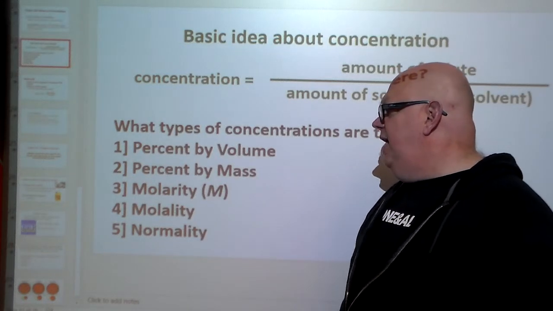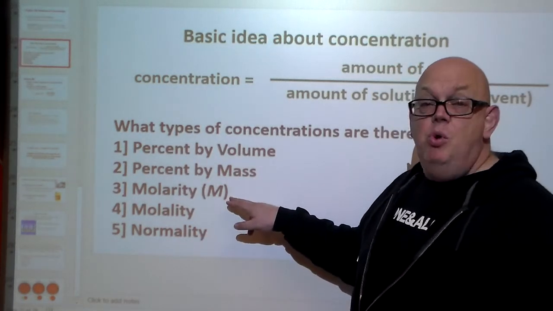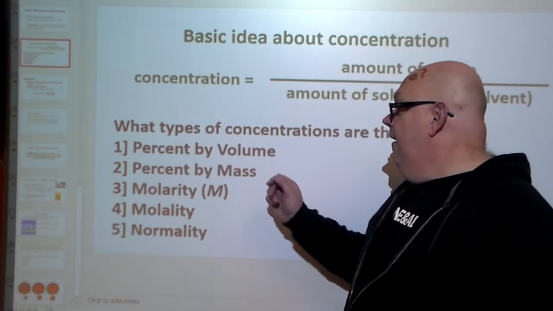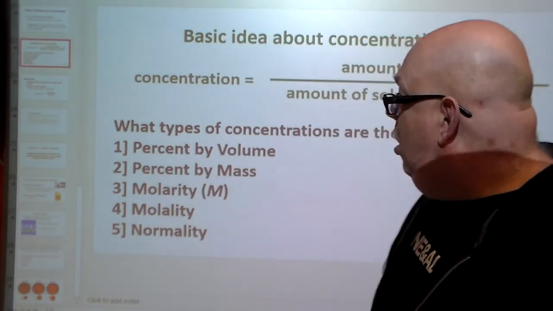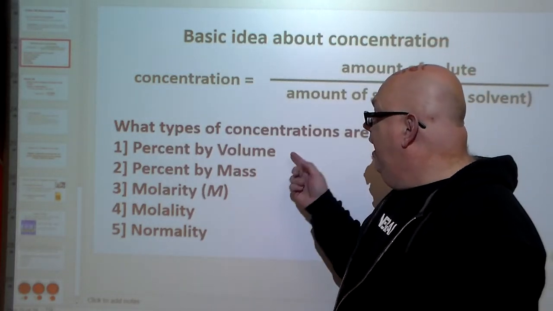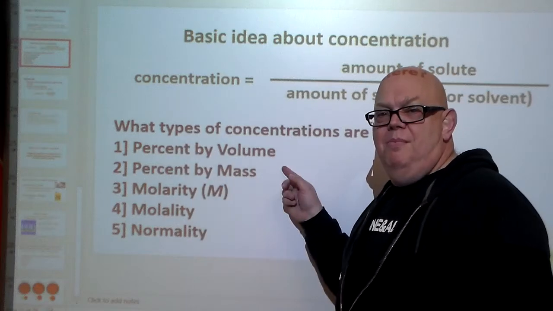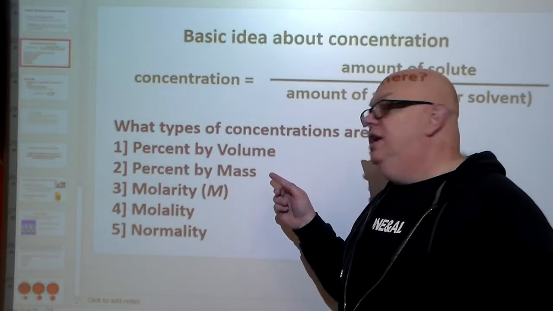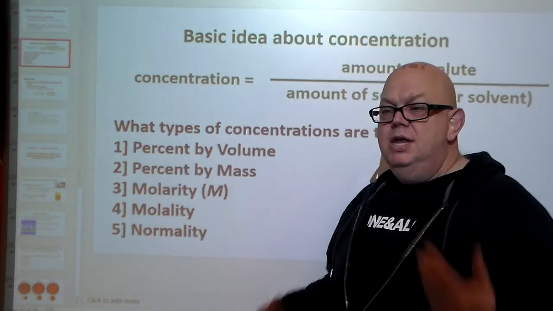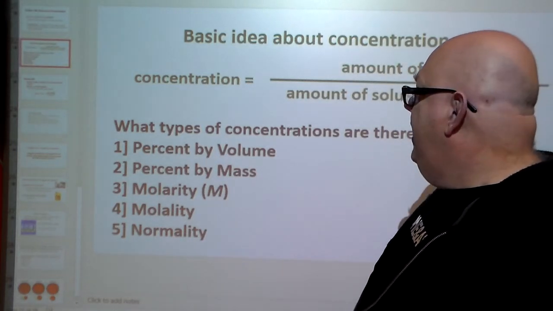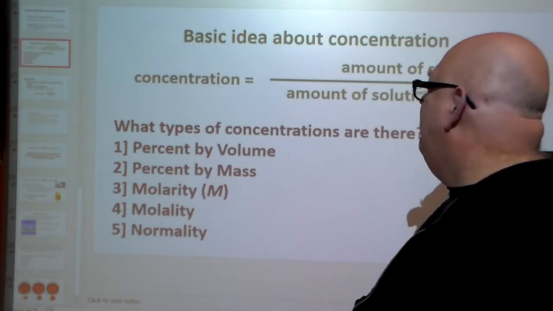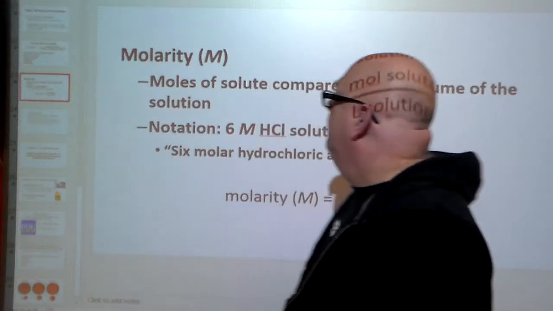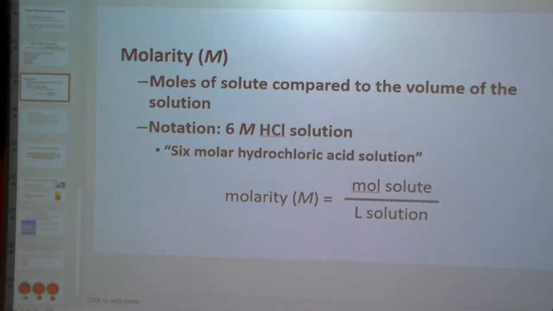Percent by mass. Molarity, that's the one we're really going to work with here, guys. There's also molality and normality. These are the different units. Most people see percent by volume in their everyday lives. Molarity, we tend to use more in chemistry. There are also other concentrations like parts per billion and parts per million, and I might talk about that later on, depending. So molarity is moles of solute compared to the volume of the solution.